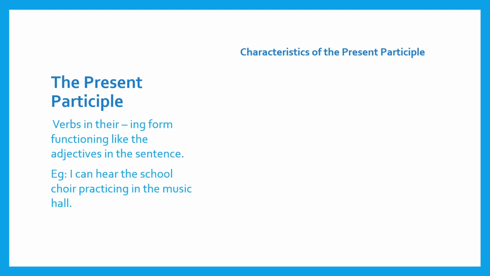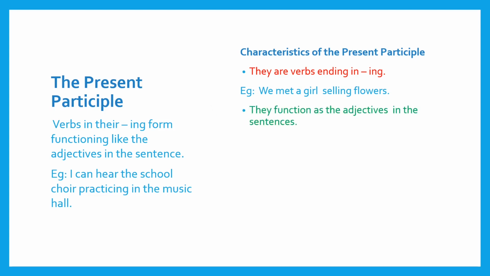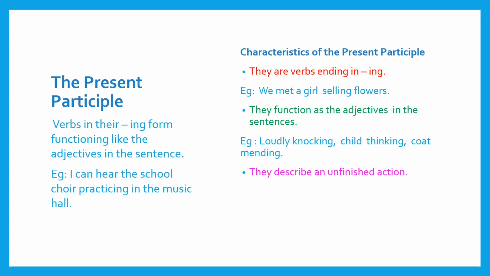Here are the characteristics of the present participle. They are verbs ending in ing. For example, we met a girl selling flowers. So, girl selling flowers. It functions as an adjective in the sentence. For example, loudly knocking, child thinking, coat mending. And the third characteristic feature is they describe an unfinished action.